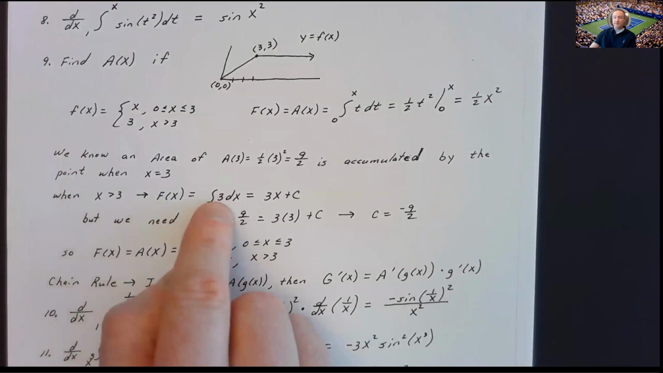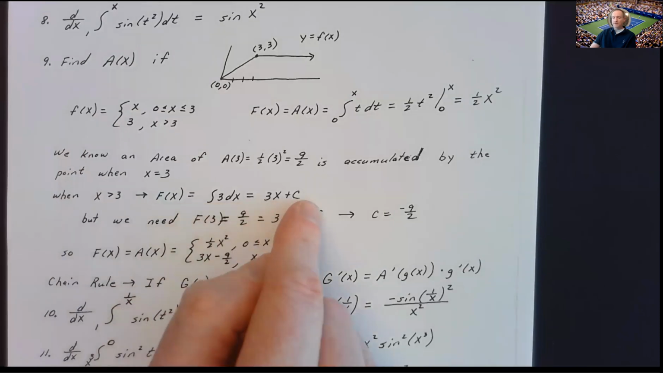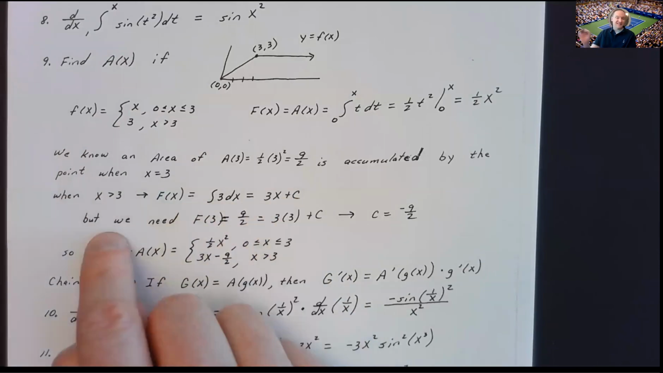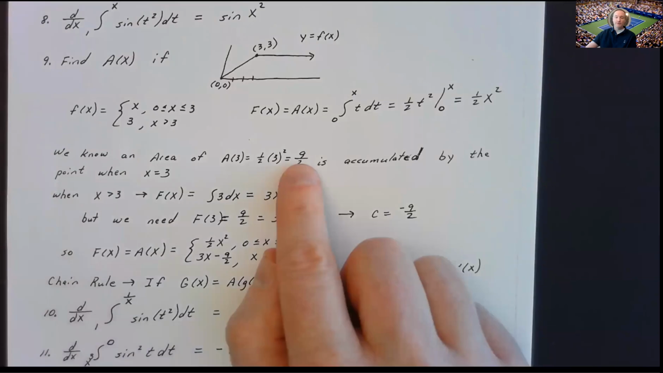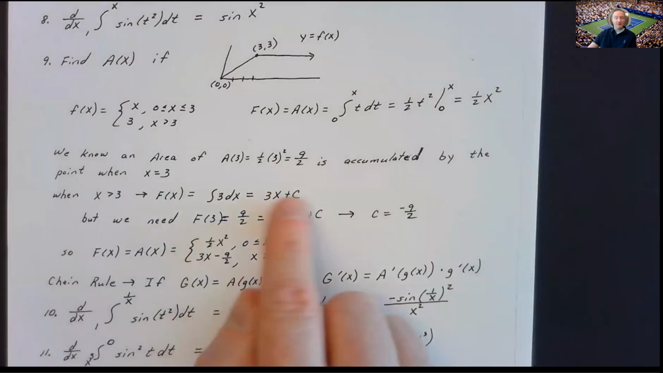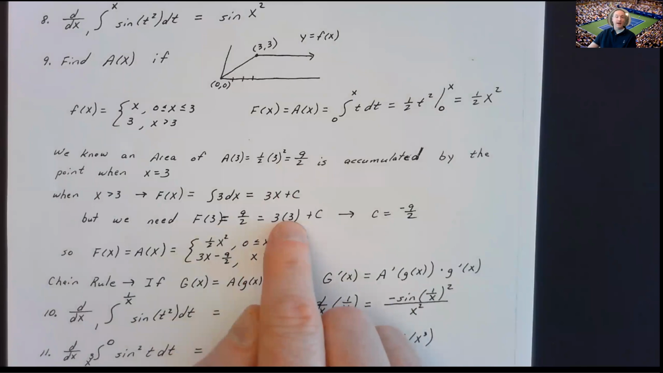going to be the antiderivative of 3 with respect to x. You say, well, that's going to be 3x plus the constant of integration. And so now I know I still need f of 3 to equal 9/2. But if I plugged f of 3 over into this function, you get 3 times 3, which is 9. So I have to say, well, 9 plus c has to equal 9/2.